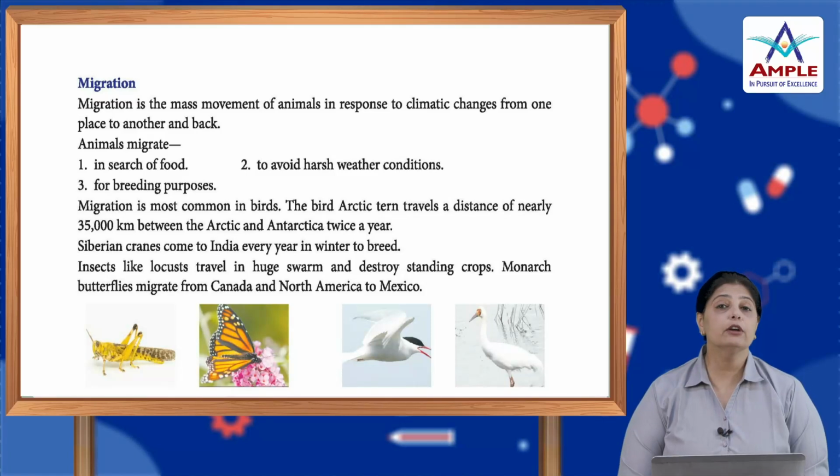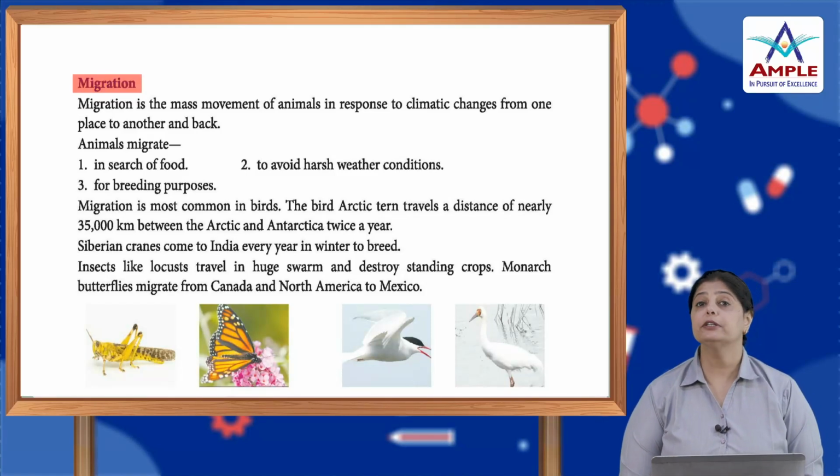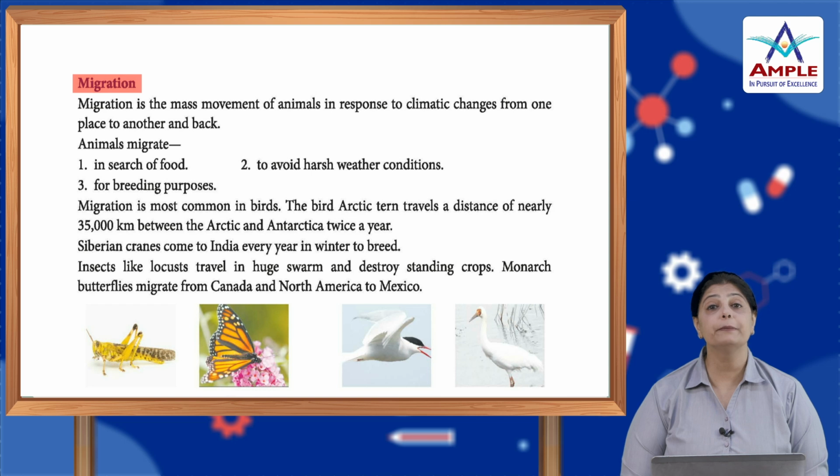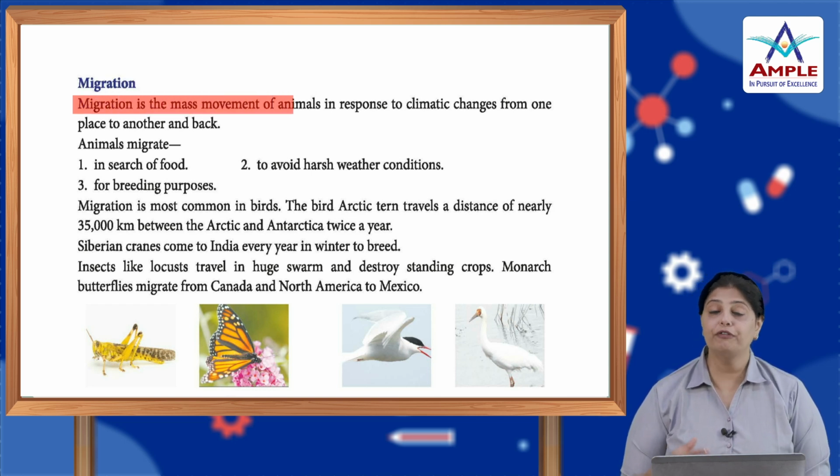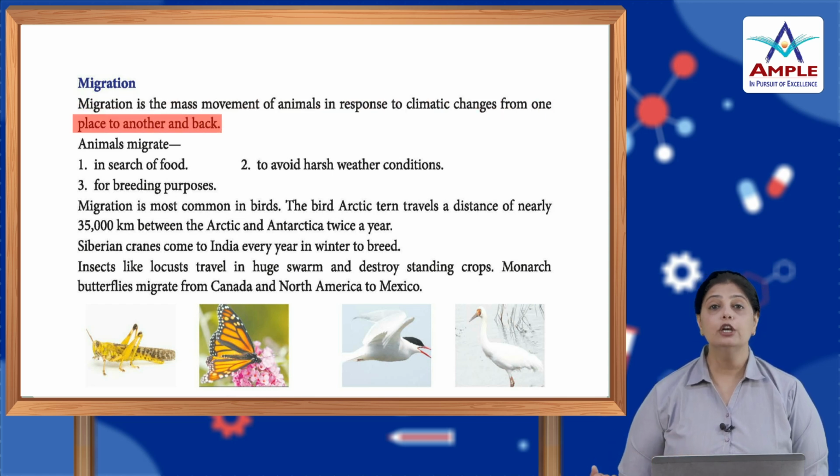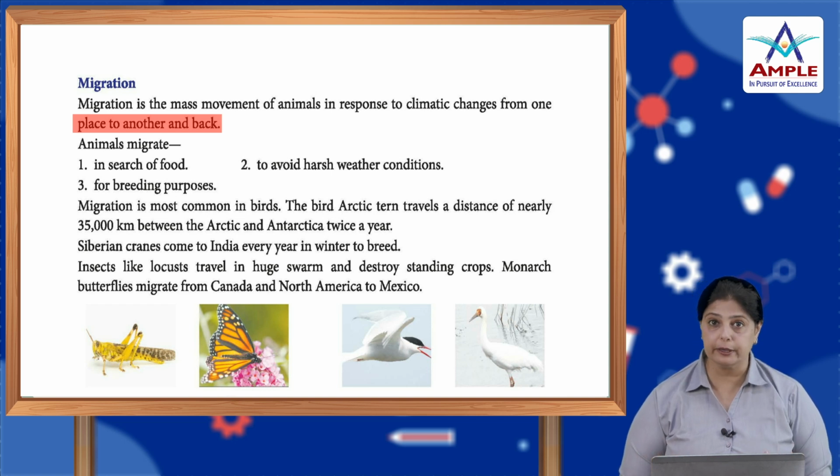Now, there is something called migration. What do you understand by the term migration? Migration means moving from one place to another. Migration is the mass movement of animals in response to climatic changes from one place to another and back. So, sometimes when it is extreme winter, birds or animals leave their habitat and move to another area where the conditions are friendly or suitable for them.